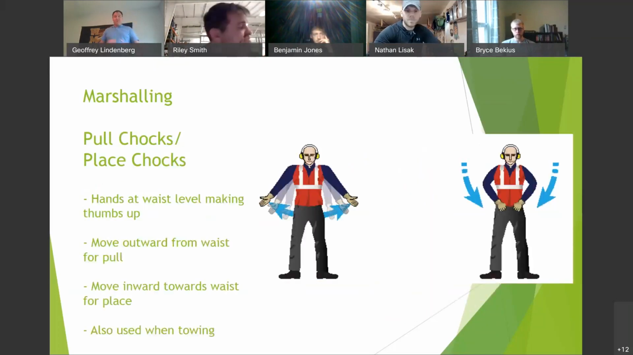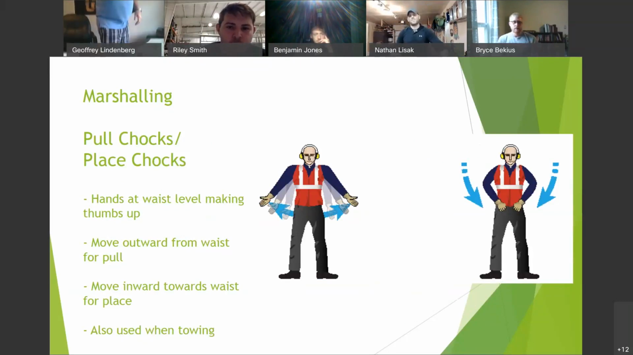When you are with a marshaller, you'll have chocks in the aircraft. So this one's a little bit lower, I think. I gotta tip my camera down. And it is summer, so I'm doing the shorts look right now, by the way.